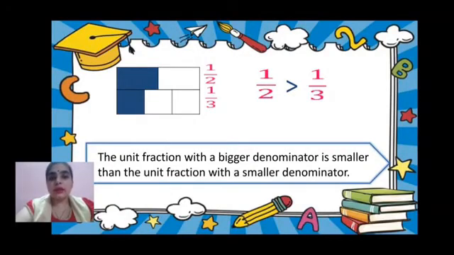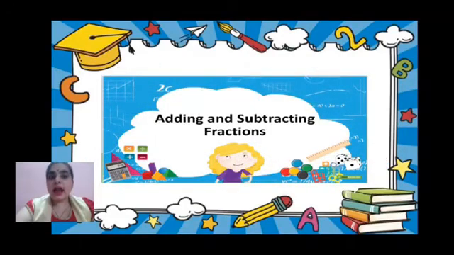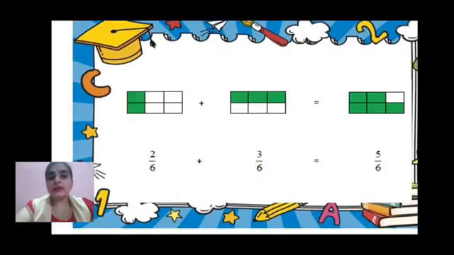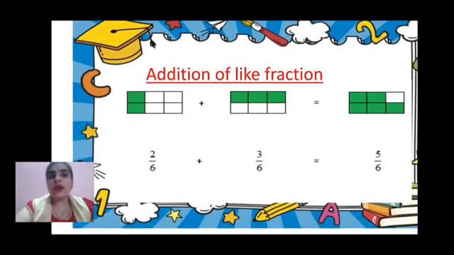Now we will see adding and subtracting fractions. How to add and subtract fractions? First we will see addition of like fractions. Like fractions means those whose denominators are equal. Here the first figure which I have taken is divided into 6 equal parts, and the second figure is also divided into 6 equal parts. The first figure represents 2/6 and the second figure represents 3/6.